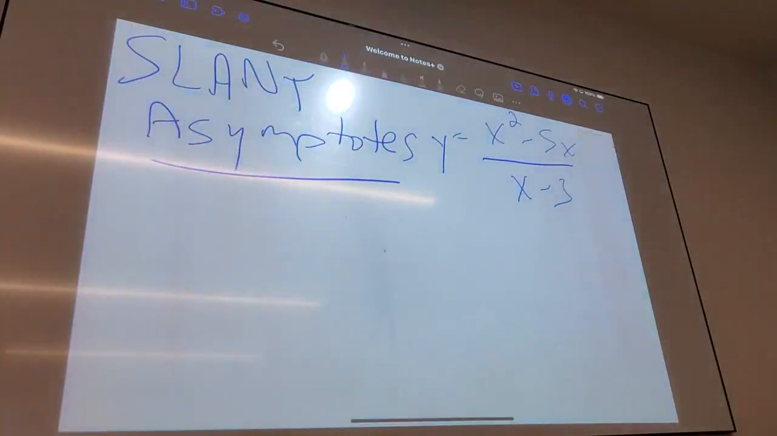If you factored it, would anything cancel? Where's the vertical asymptote? X equals 3. So that's exactly what we saw on the graph, correct? We saw a vertical asymptote around 3. Okay, that makes sense.